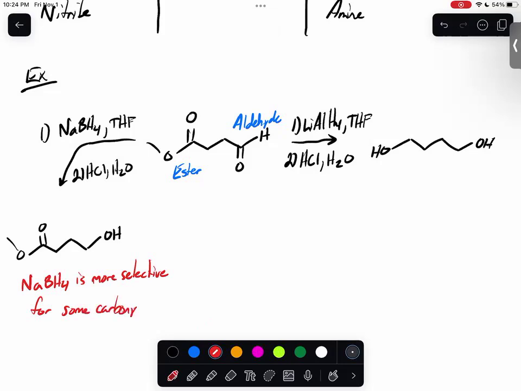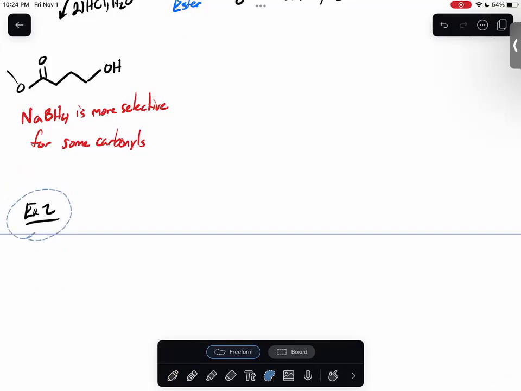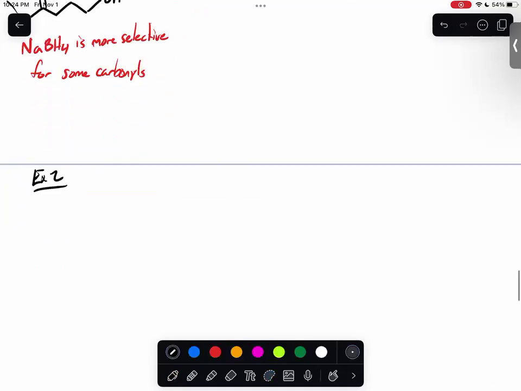So in reality, it could be useful to have sodium borohydride in your solution if you want to reduce one carbonyl over another. Another really important thing, though, is when we're looking at these two reagents, one other difference they have is their ability to do acid-base chemistry.